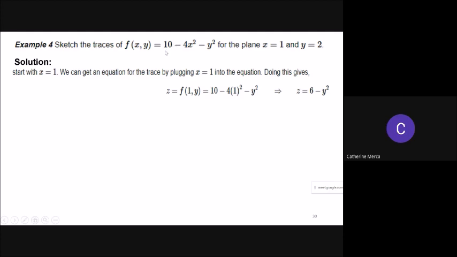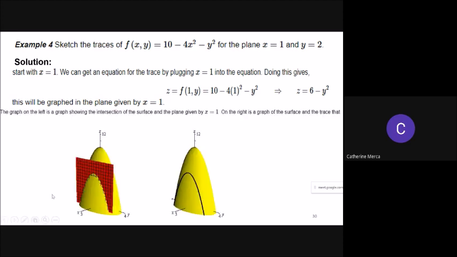So with x equal to 1, you will have z equals 10 minus 4 times 1 minus y squared, with x substituted by 1. So the equation that you will get will be z equals 10 minus 4, so that will be 6 minus y squared. So this will be graphed in the plane given by x equals 1.